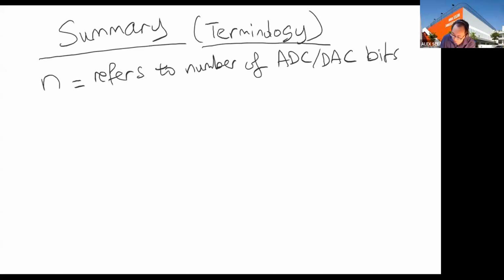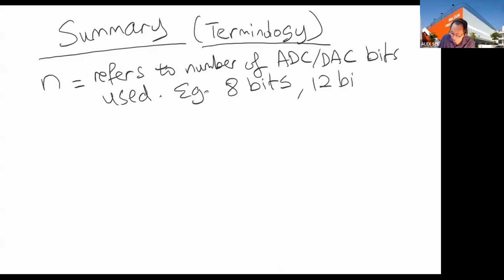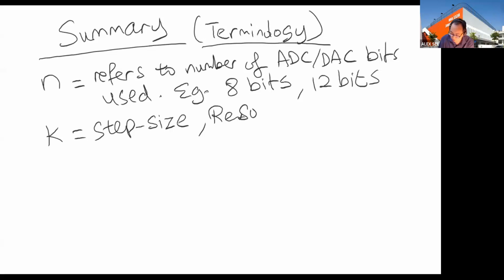For example, your ADC may be 8-bit, which is very common, or 12 bits, or whatever. Now K refers to the step size. Sometimes in my notes it's called resolution. It is the smallest step that you can represent. So K is the step size.